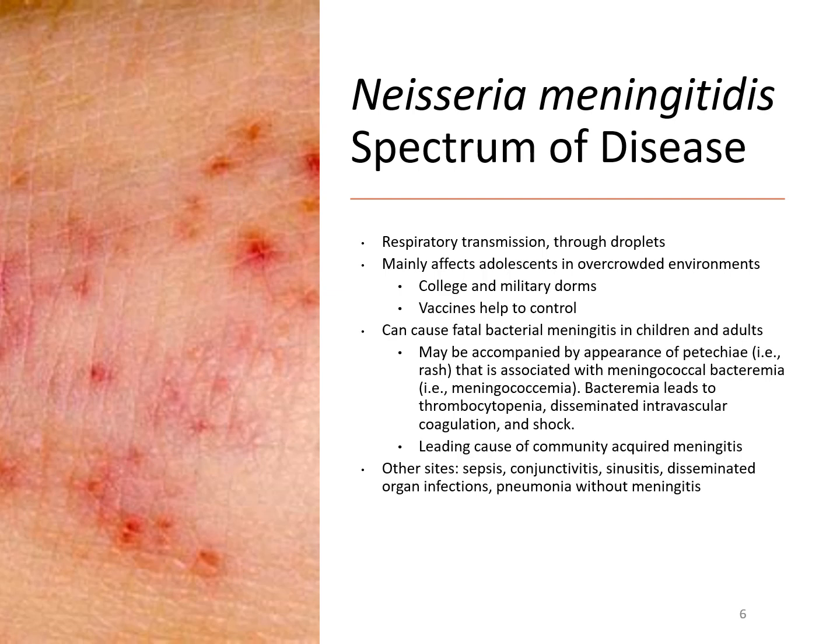It can cause fatal bacterial meningitis in children and adults, and this is usually accompanied by a petechial type rash. It is also associated with bacteremia. What this can do is lead to things like thrombocytopenia, DIC, and shock, with DIC being disseminated intravascular coagulation.